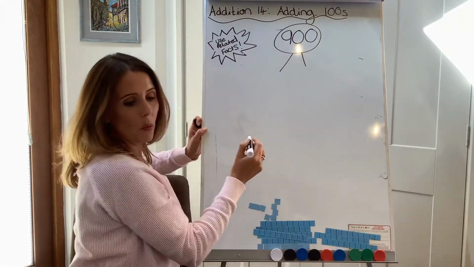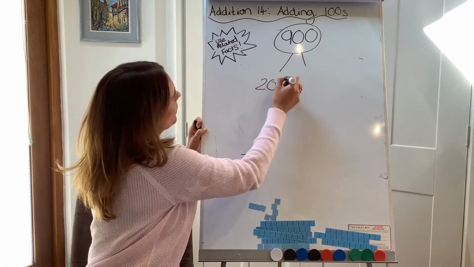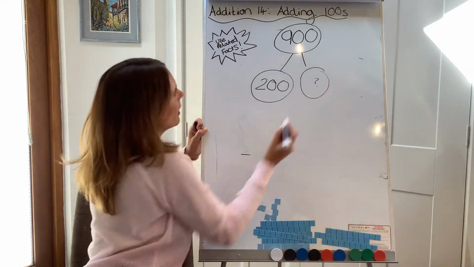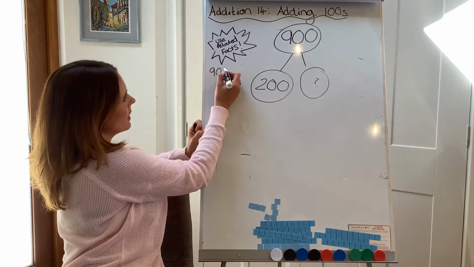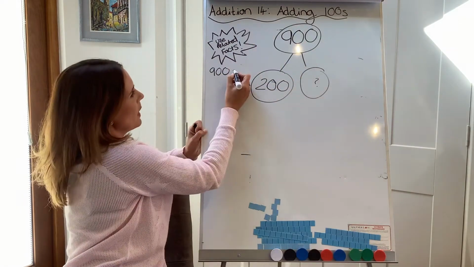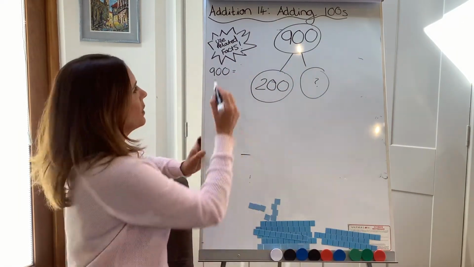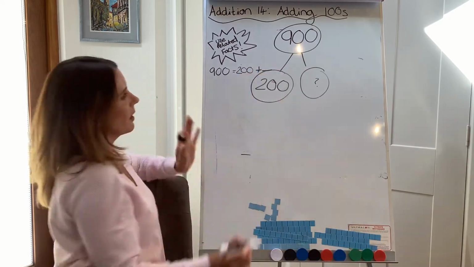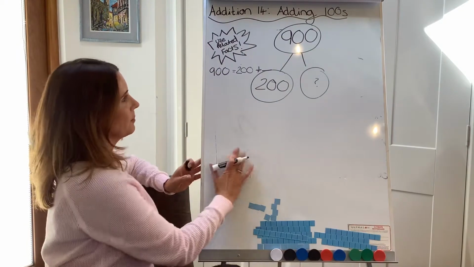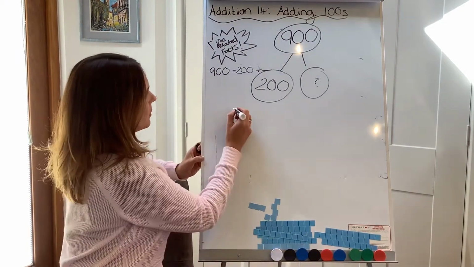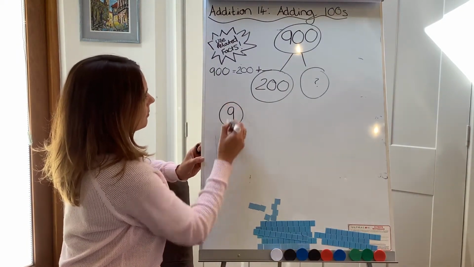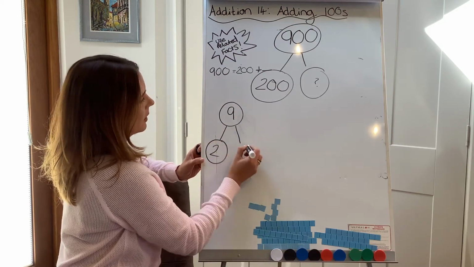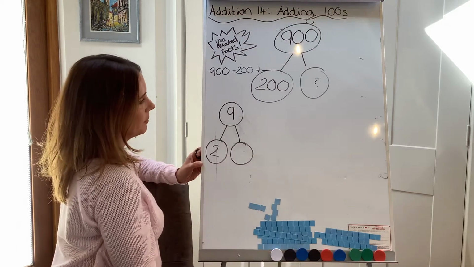What will go with 200? What do I add to 200 to make 900? So I've got 900 is my whole, and it's made up of 2 parts, 200 and another number. So what hundreds have been added together to make 900? So what I can use is 9. What goes with 2 to make 9?